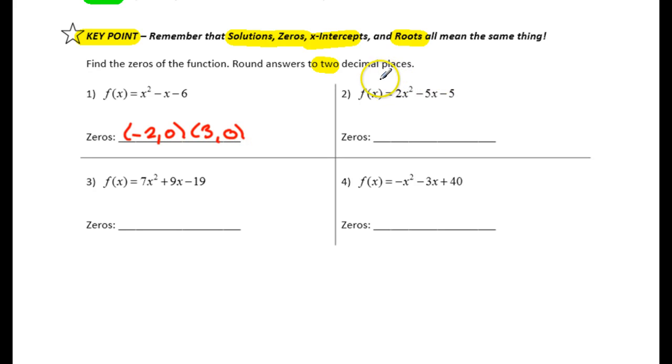Alright, let's try one more together. So now we're going to take this function f of x, and remember, way back in chapter 3, f of x is the same as y. Basically, it's the same thing as if I were to write it like this. Okay, so it's the same thing as y equals, and that's why we're putting it in the y equals screen.